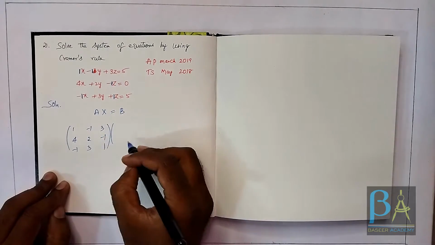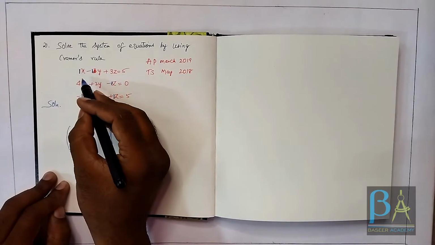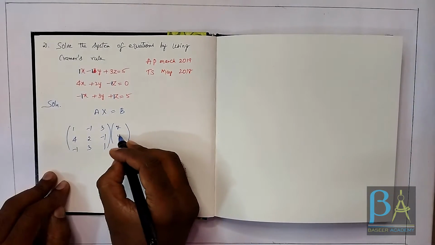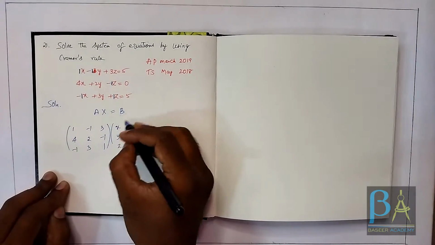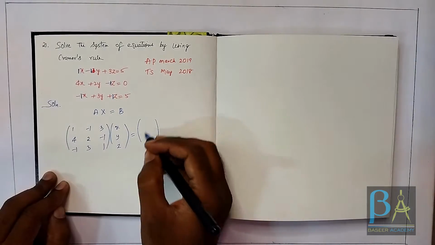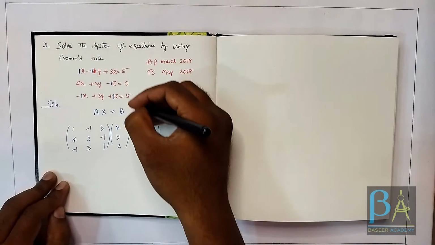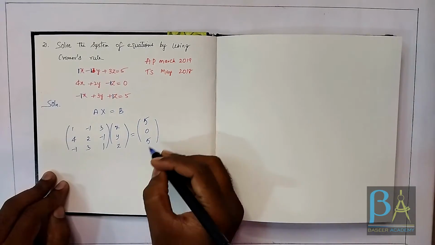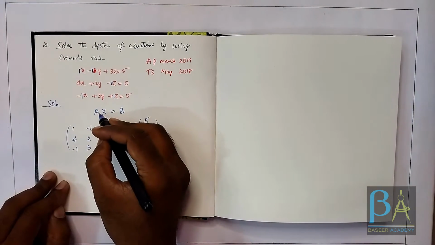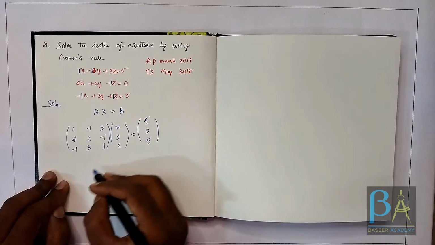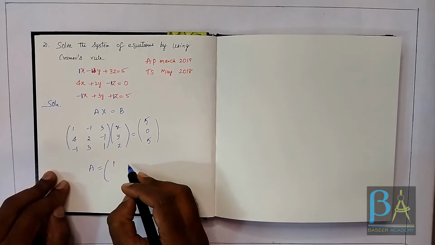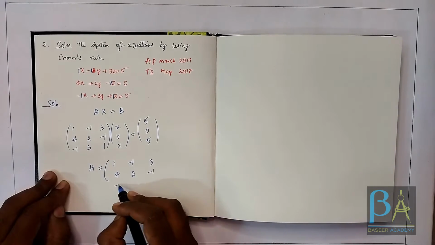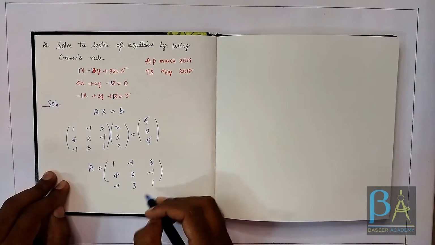In the X matrix, you just write the variables that you have here. We have the variables x, y, z. B is a constant matrix in which you have to write the constants on the right hand side, 5, 0, 5. Now, what is A here? A is the coefficient matrix, which is 1, minus 1, 3, 4, 2, minus 1, minus 1, 3, 1.